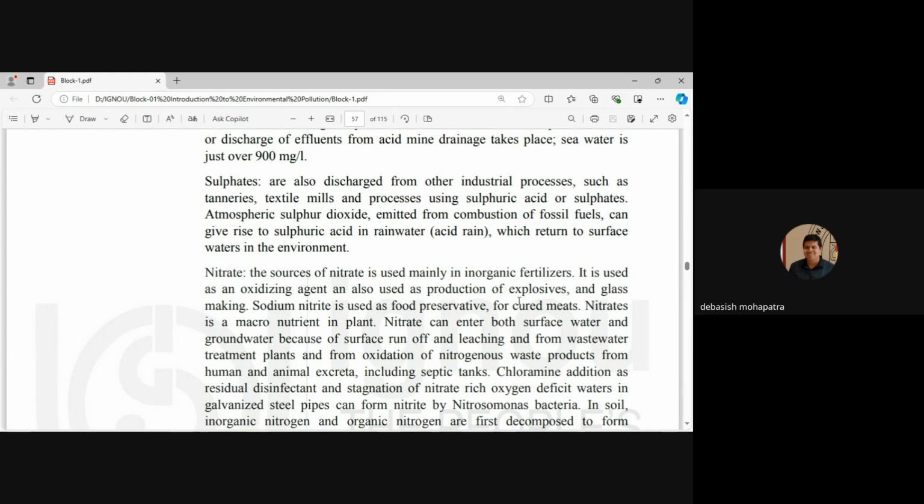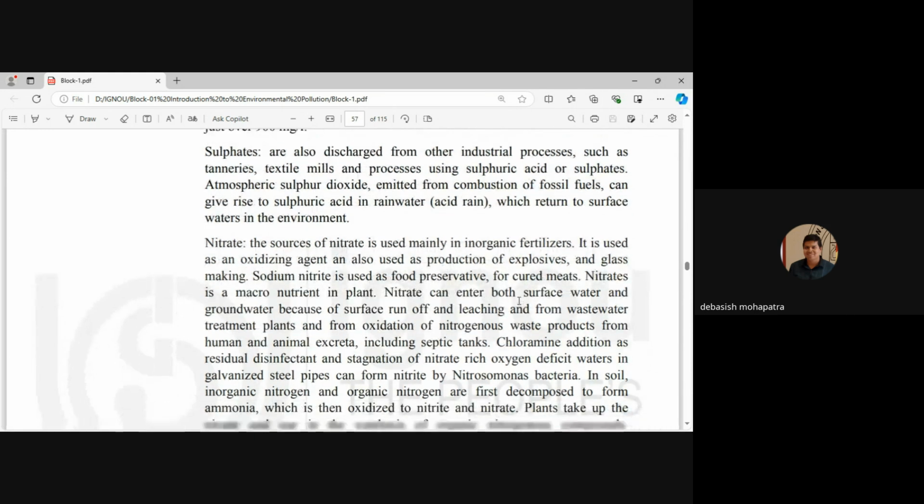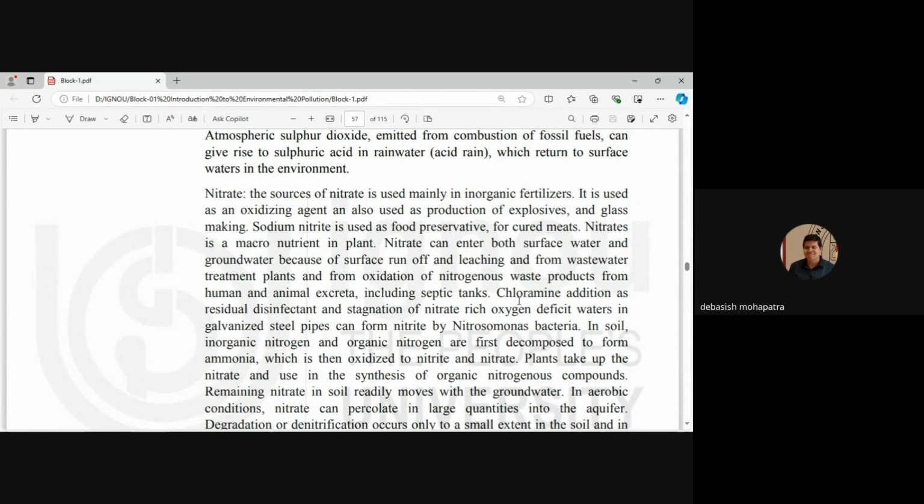Then nitrate. The source of nitrate is mainly organic fertilizer, which when it leaches into nearby groundwater increases the nitrate.